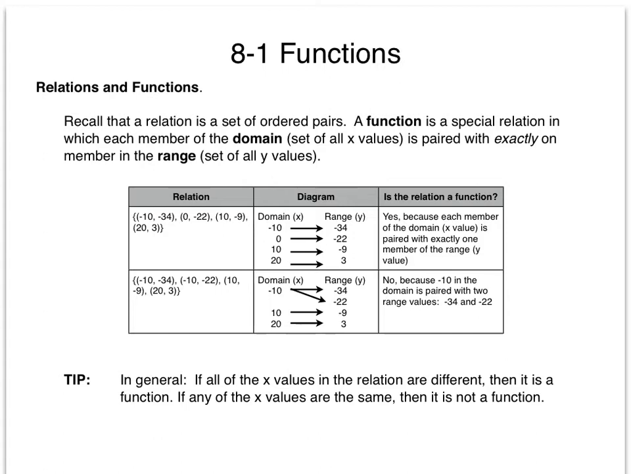In the second example, we have (-10, -34), (-10, -22), (10, -9), and (20, 3). Once again, I've listed the domain, which is -10, 10, and 20. I didn't have to list -10 twice because it's already been listed, so we can just leave that off. And the range is -34, -22, -9, and 3. Notice that 20 is paired with 3, and 10 is paired with -9, but -10 is paired with -34 and -22. So this is not a function because -10 in the domain is paired with two different range values. As a tip, in general, if all of the x values in the relation are different, then it is a function. If any of the x values are the same, then it is not a function.